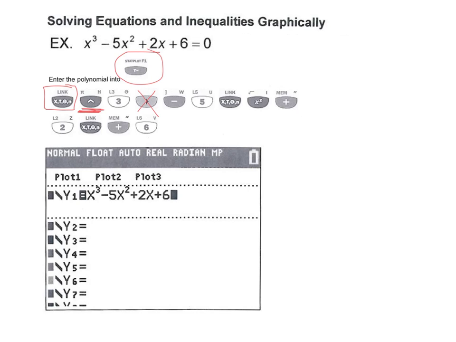Minus 5x, and then here's the squared. That's what the squared looks like. Plus 2x, and then plus 6. So those are the buttons you push to enter the polynomial, and this is what it should look like on your screen.